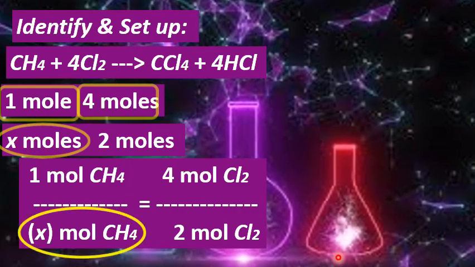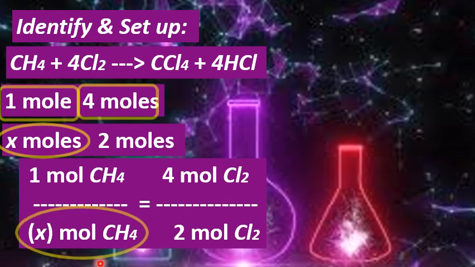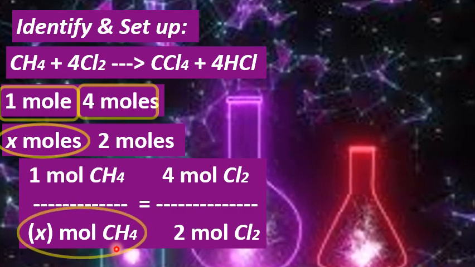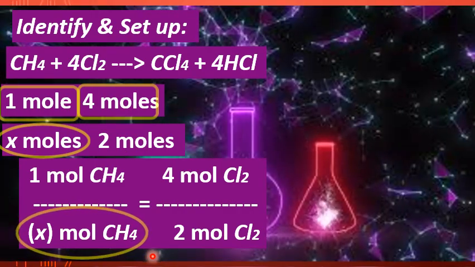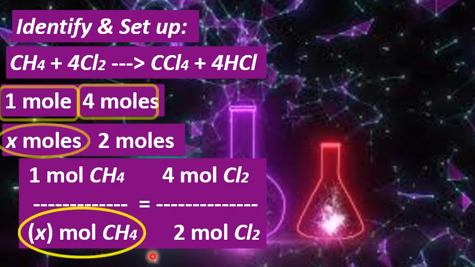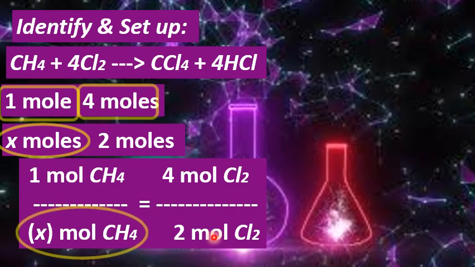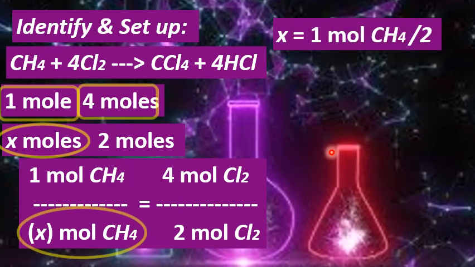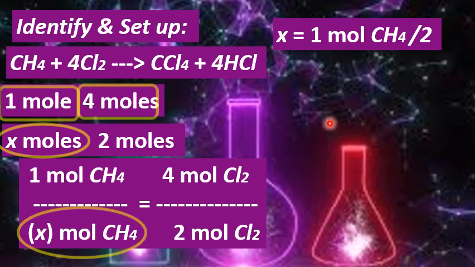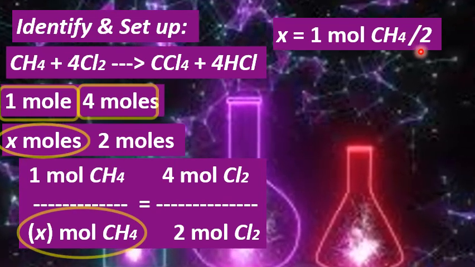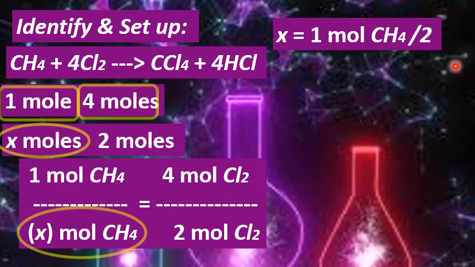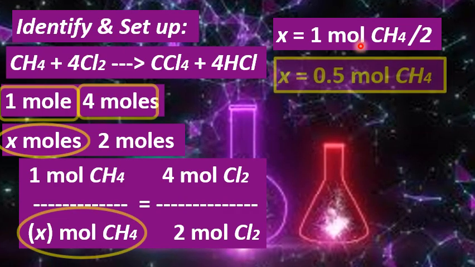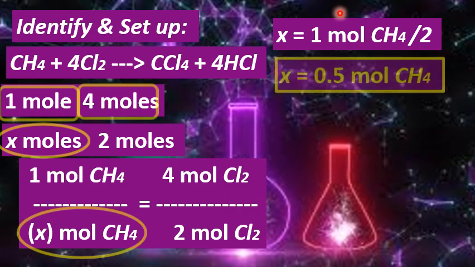where in this ratio and proportion equation, the variable X is the required number of moles of methane to react completely with 2 moles of chlorine gas. So solving for X, we get X equals 1 mole of methane divided by 2. And we will get the value of X equals 0.5 moles of methane.